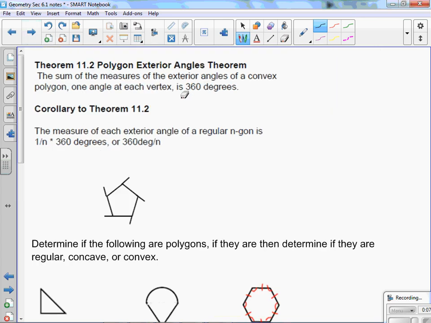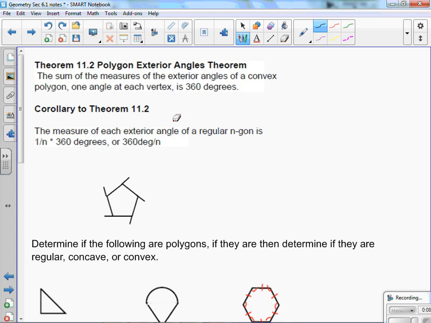All right, theorem 11.2, the polygon exterior angles theorem, tells us the sum of the measures of the exterior angles of a convex polygon, one angle at each vertex, is 360 degrees. So if I have a regular polygon like this pentagon, and I extend each side out so that I create one exterior angle at each vertex, then all 5 of those angles added together are going to equal 360 degrees. And it doesn't matter how many sides it has, it will always add up to 360 on the exterior angles.